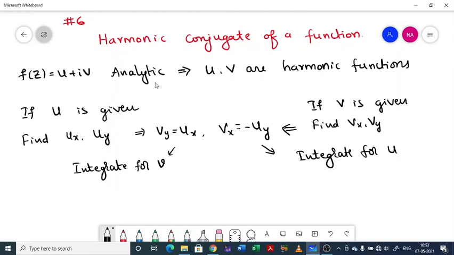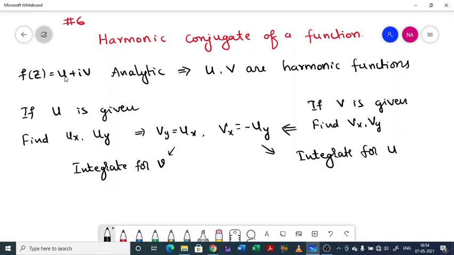Now, here the problems will be like this. Either u will be given or v. If u plus iv is analytic, then u is called the harmonic conjugate of v and v is called the harmonic conjugate of u. In the previous problems, given a real or imaginary part, we were supposed to find the function f of z. But now, given a real or imaginary part, we are supposed to find the corresponding other part. If the real part is given, we find the imaginary part. If the imaginary part is given, then we find the real part. Then combining those two, we may get the function f of z.